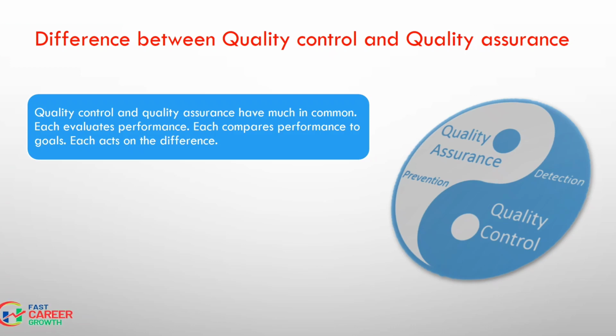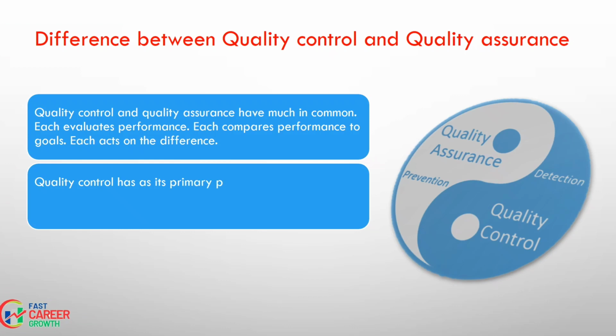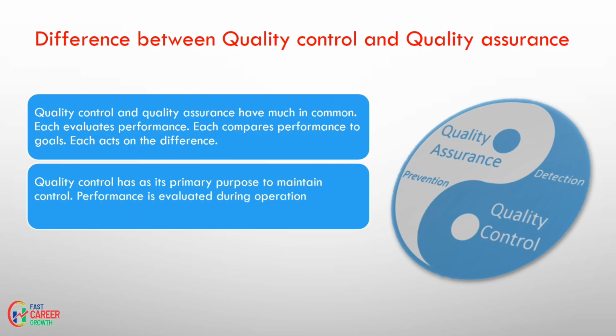Quality control has as its primary purpose to maintain control. Performance is evaluated during operations, and performance is compared to goals during operations. The resulting information is received and used by the operating forces.